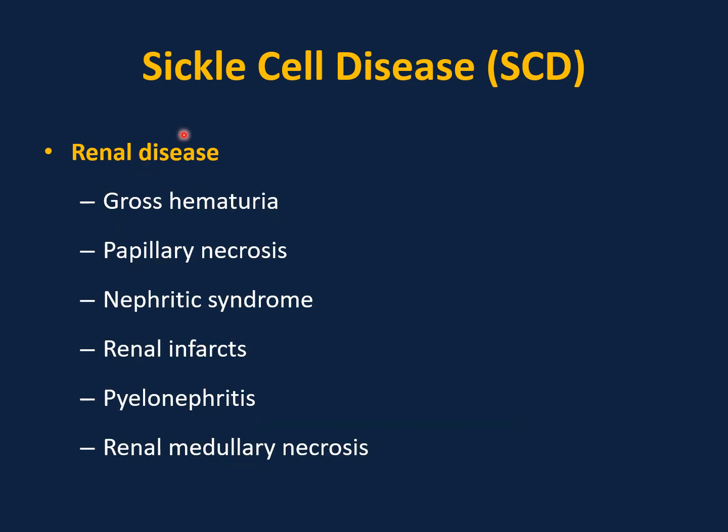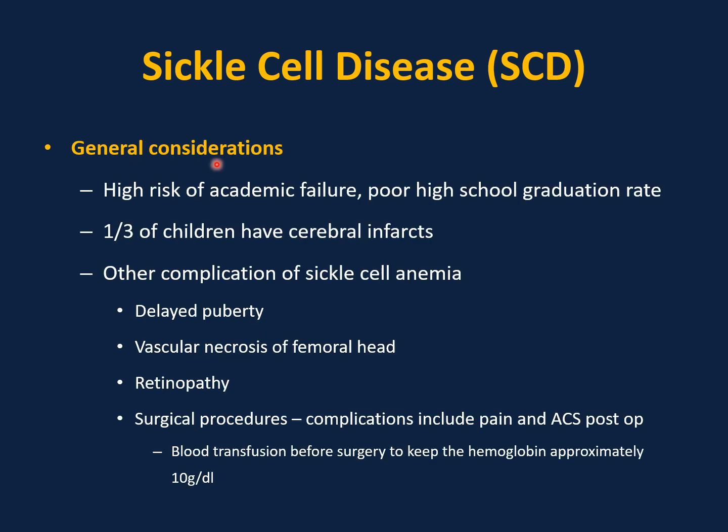Renal complications in sickle cell disease: gross hematuria, papillary necrosis, nephritic syndrome, renal infarcts, pyelonephritis, renal medullary necrosis, and proteinuria. General considerations in the patient with sickle cell disease: high risk of academic failure, generally anemia affects the cognitive function, also poor high school graduation rate.